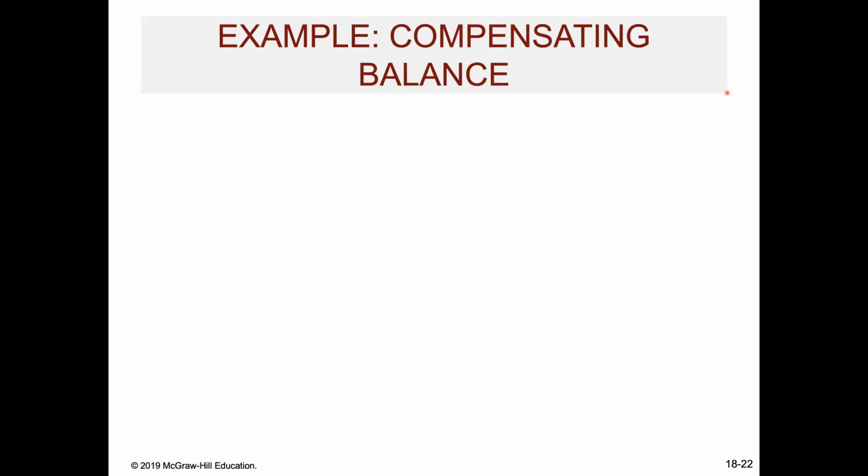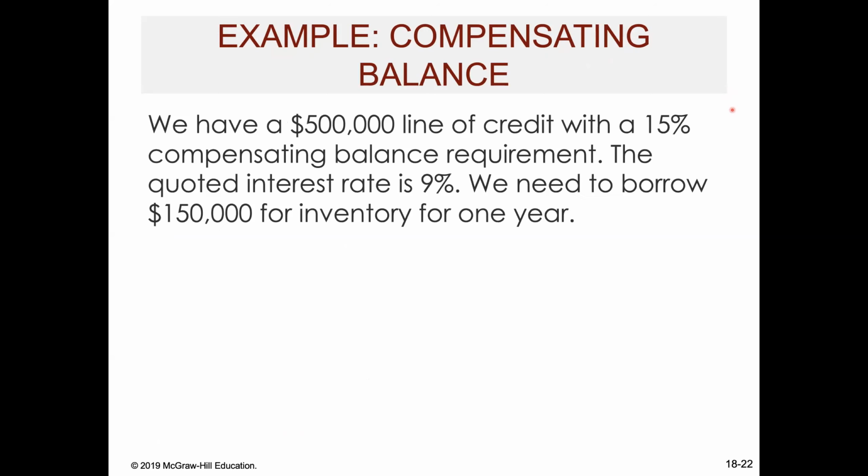One thing that will happen sometimes with some of the short-term financing is we may be required to have what is called a compensating balance. So I'm going to give you an example of a compensating balance now. We have a $500,000 line of credit with a 15% compensating balance requirement. So the quoted interest rate is 9%. We need to borrow $150,000 for inventory for 1 year. So what is a compensating balance? It is an amount that we're required to keep in a bank account. The bank that we're borrowing from will require us to keep a certain amount in a bank account. And that's what we call a compensating balance.